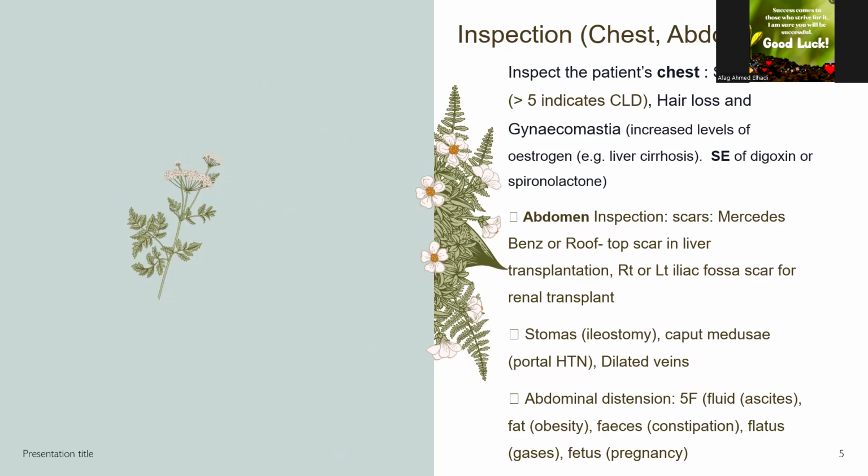The most common scars we have are the Mercedes-Benz liver transplant scar, and the renal transplant scar, which could be in the right iliac fossa or in the left iliac fossa. And also we can find the patient has a stoma bag with a stoma, which is an ileostomy, if the patient has Crohn's disease. And also we check for caput medusae and dilated veins in the abdomen by inspection.